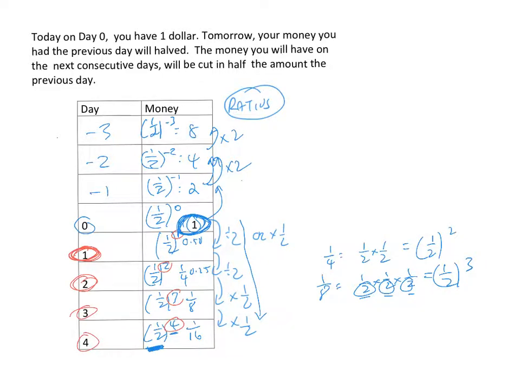So in other words, we can see right here in yellow that there is a pattern going on with the exponents, fraction exponents, and the number.